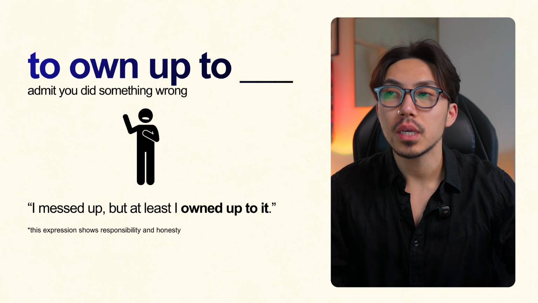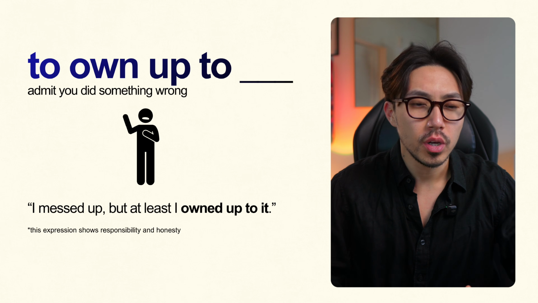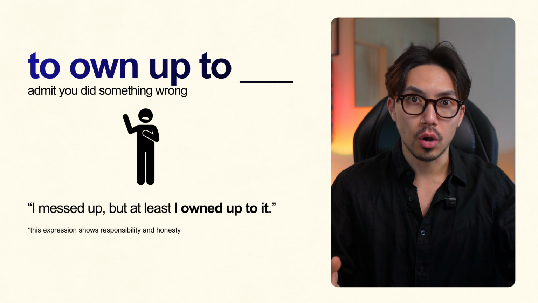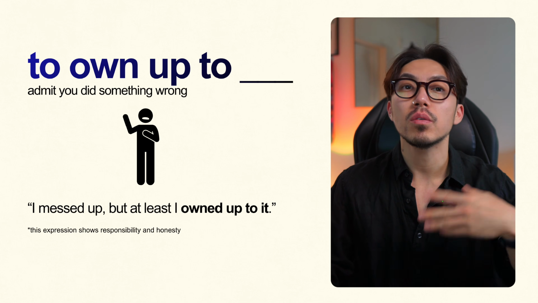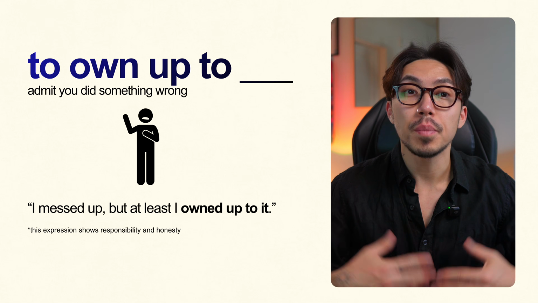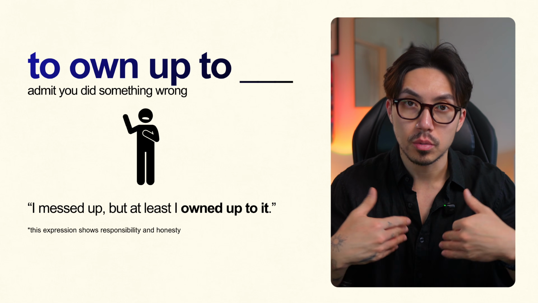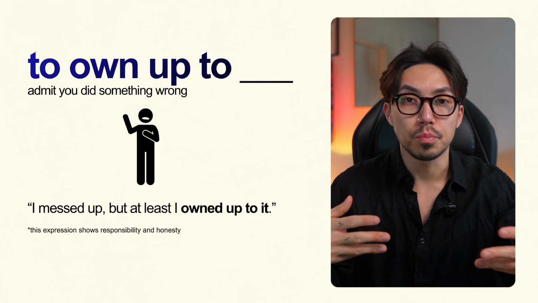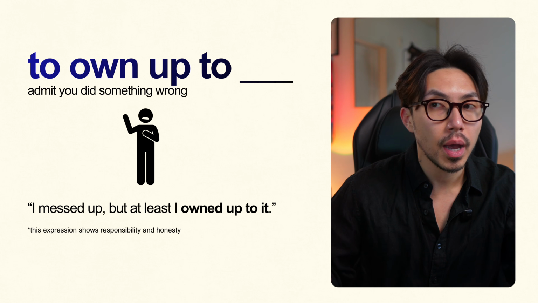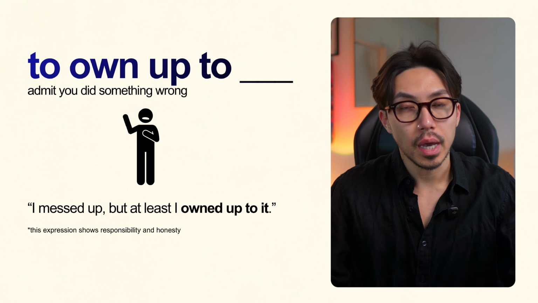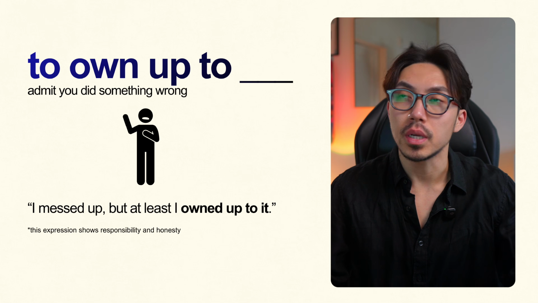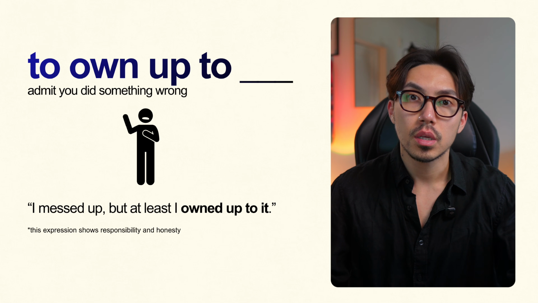To own up to something is not only when you admit that you did something wrong and you say, yes, this is my fault, but you also take responsibility for it. So you admit that you did something wrong and then you take responsibility for it as well by fixing it somehow or committing to never making the same mistake again. For example, yeah, I messed up, but at least I owned up to it.